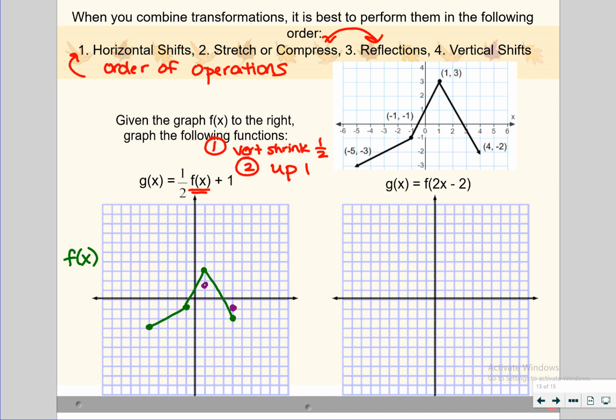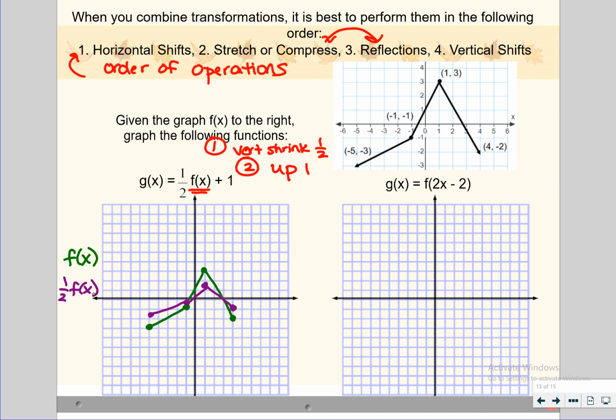This point is 1 unit away. Push it towards the x-axis, half the distance. It's going to be right below the axis. And then this guy is 3 units away. Push it half the distance. It's going to be 1.5. And then if you connect those dots, do you guys see how it shrunk vertically? Okay, so that purple one now is 1/2 times the original function, f of x.